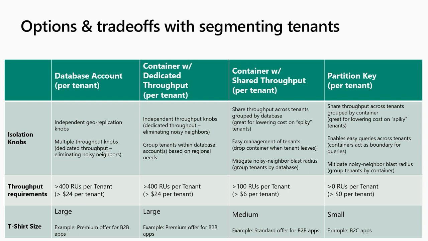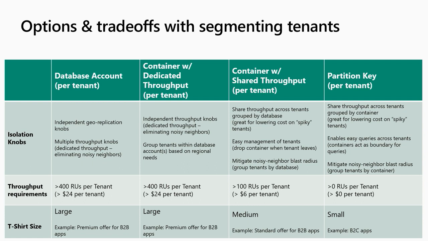With containers with dedicated throughput, you're now given independent throughput knobs for each one of these containers, so you can scale each one of these tenants independently. And then you can also group these tenants within a database account based off of regional needs. The main difference between choosing containers with dedicated throughput and a database account per tenant is that a database account is where we host all of the geo-replication knobs. And so if you do need different geo configurations, you can either do a database account per tenant, or you can do, let's say, a database account for my European tenants versus a database account for my America plus EMEA tenants, just for sake of example.